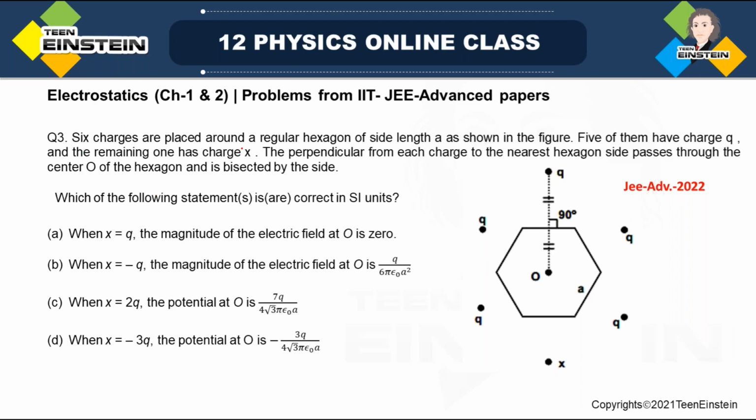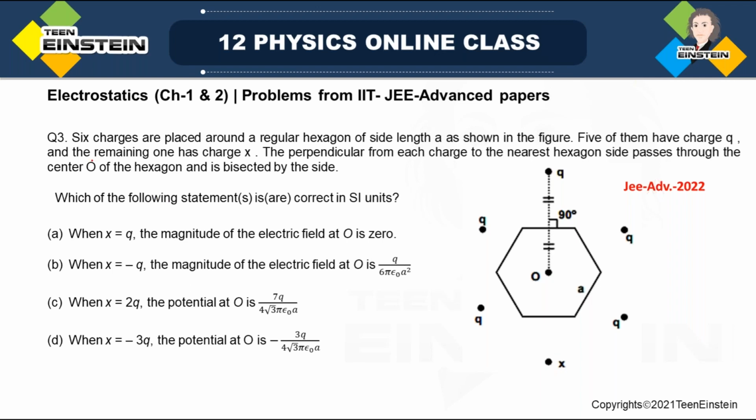So this problem says 6 charges are placed around a regular hexagon of side length A as shown in the figure. See, this is the figure. This is a regular hexagon, and around that, symmetrically, the charges are placed. 5 of them have the charge Q. See, Q, Q, Q, Q, and all are Q. They are not at the vertices, but they are symmetrically placed. And see, this place is empty. That means I have to place a charge and see what happens.